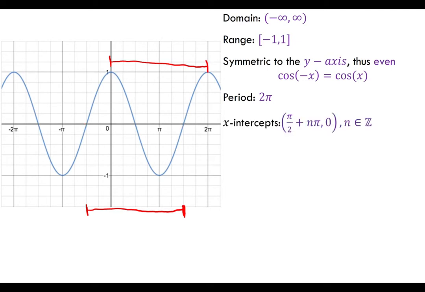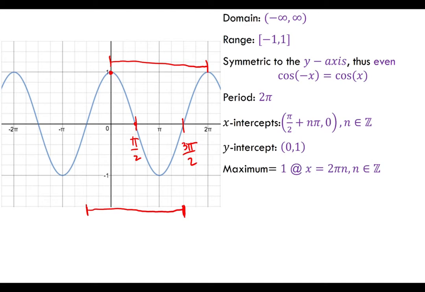Then our x-intercepts are going to occur where? Well, they're going to occur at pi halves plus pi intervals. The y-intercept is specifically (0, 1). The maximums are going to occur at intervals of 2 pi, and so they're going to be at 0, 2 pi, and any integer multiple of 2 pi. Our minimums occur at pi and coterminal angles of pi. And then, of course, our amplitude is again 1.